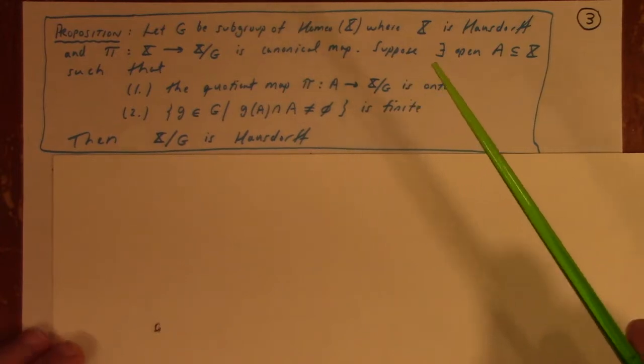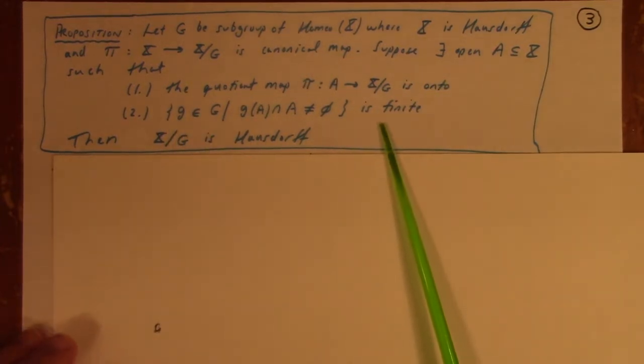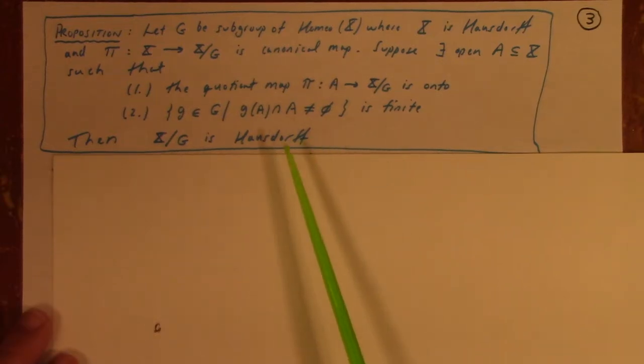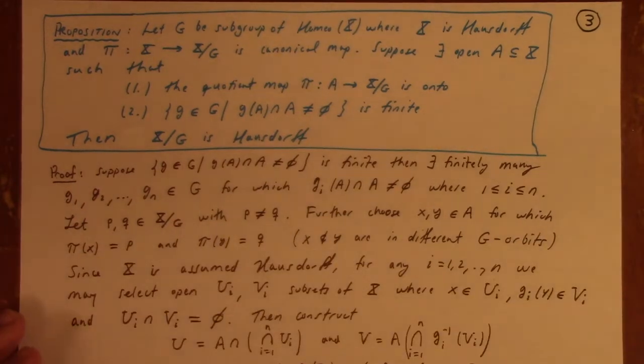I don't know if I've completely understood the intuition behind that statement yet. I think that would probably be key to understanding this section more deeply. Anyway, if you have those two conditions, then X by G is Hausdorff. So here's the proof.